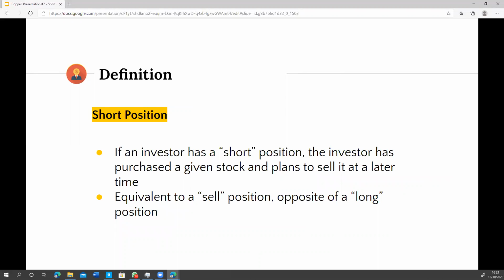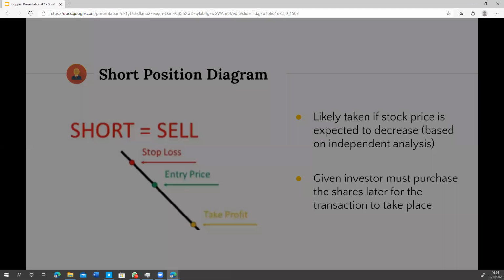Now, a short position is when an investor has purchased a given stock and plans to sell it at a later time. So this means the investor has purchased a given stock and it's the selling of a security with the intention to purchase it back when it's at a lower price. And we'll explain this a little bit better with another chart. So it's essentially the opposite of a long position.